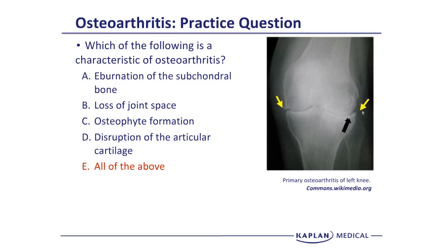And then definitely what keeps the joint space is going to be the actual cartilage itself. And again, the white arrows that you see there are showing the eburnation. And then the yellow arrows are pointing to the osteophytes, which are very small in this specific X-ray. So all of the above are correct here.